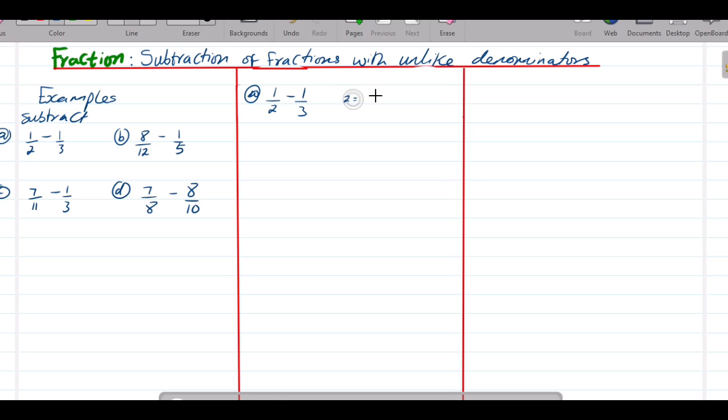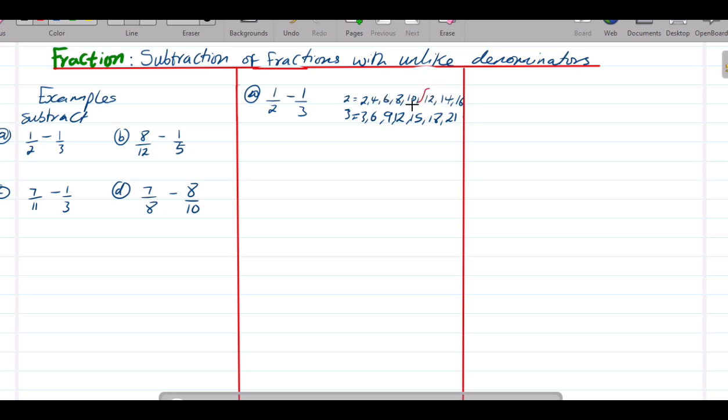So if we have 2, what are the multiples of 2? We have 2, 4, 6, 8, 10, 12, 14, 16. Let's stop there. Let's consider 3. What are the multiples of 3? We have 3, 6, 9, 12, 15, 18, 21.